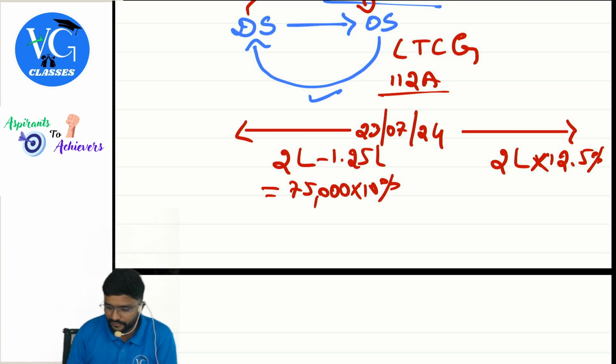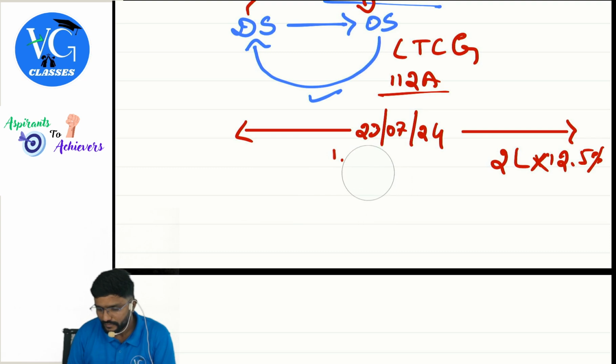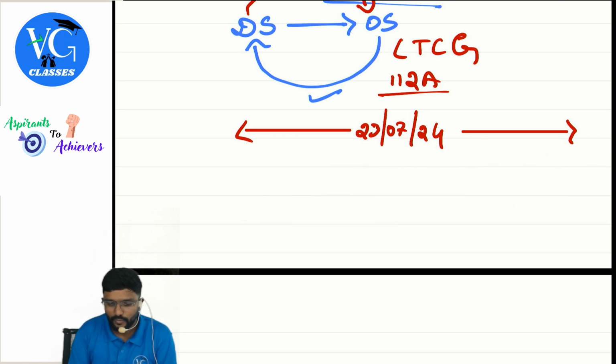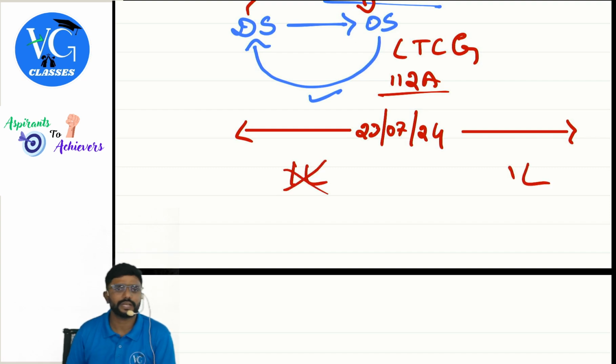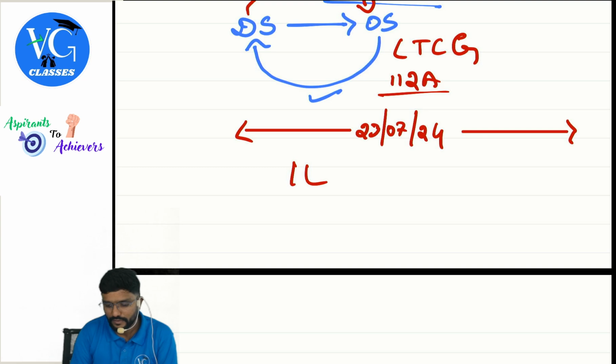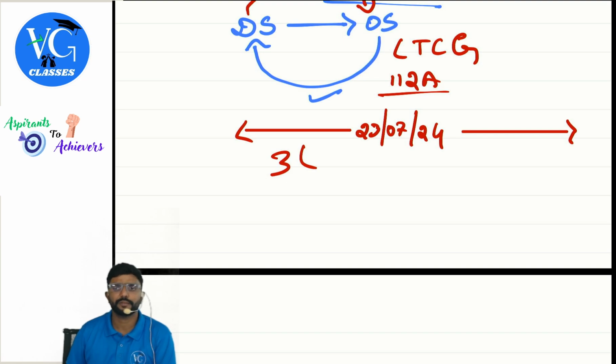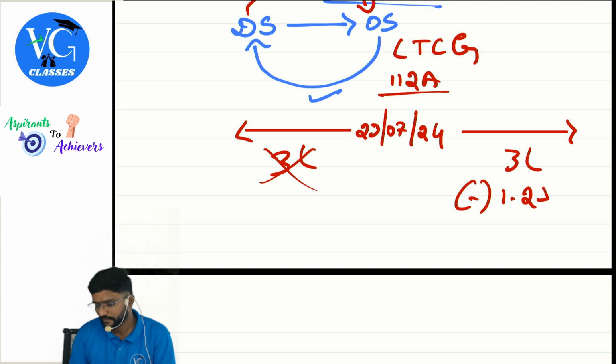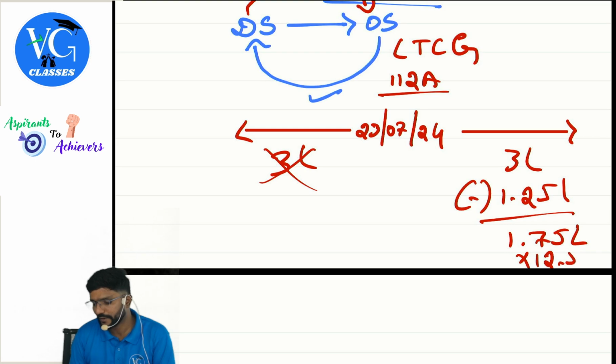Next. Sir, what if it is only 1 lakh here? No tax. Next. Sir, only 3 lakh here? Minus 1.25, so the remaining 1,75,000 will be taxable at 10%... Sir, only 3 lakh here, minus 1.25. How much is remaining? 1.75. Taxable at 12.5.